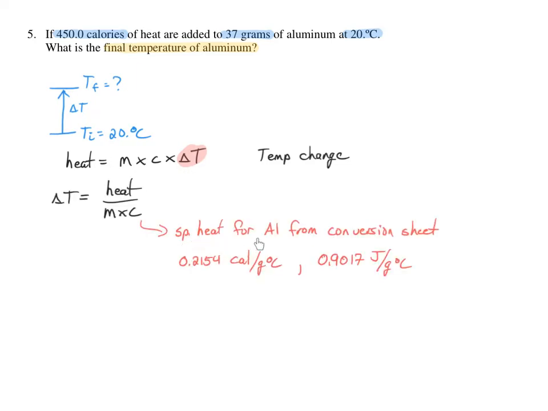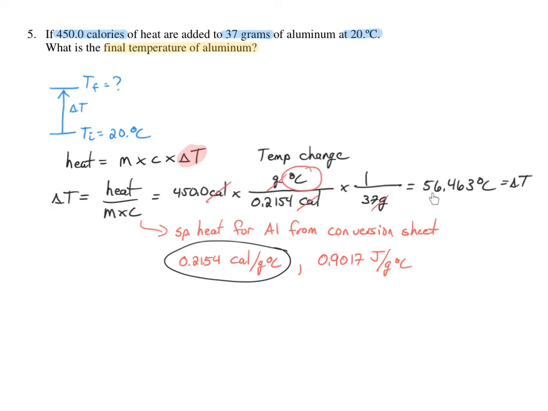We look up the specific heat for aluminum from our conversion sheet. We see we're given two different values. We want to choose the value that has units consistent with the units in our problem. In our problem, we're given units of calories, so we want to choose the value for specific heat that's given with units of calories. So now we sub in our values into the expression for delta T.